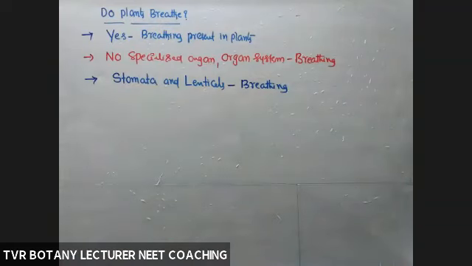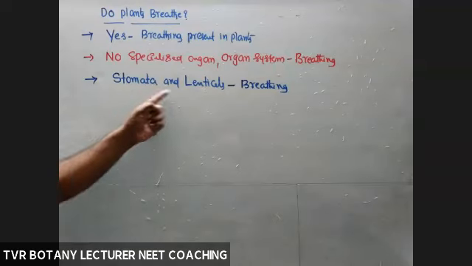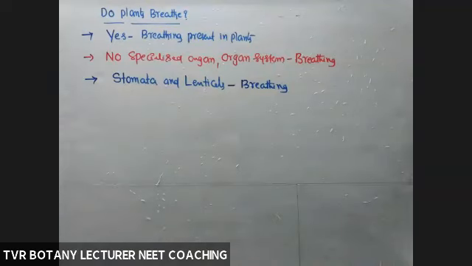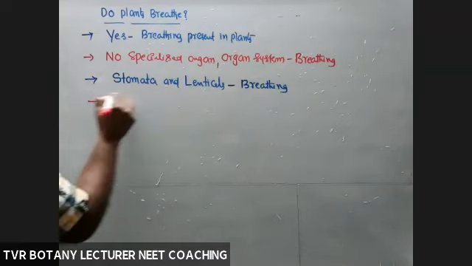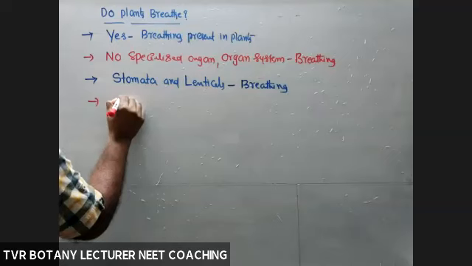Stomata are well known to you. Lenticel, what is a lenticel? A lens-shaped opening present in the bark part of a stem after secondary growth. These structures are not only concerned with breathing, they promote transpiration also, not only exchange of gases. And here I'm giving one more additional example: pneumatophores, breathing roots.